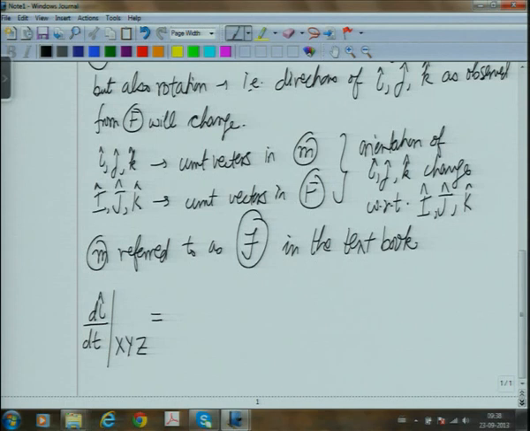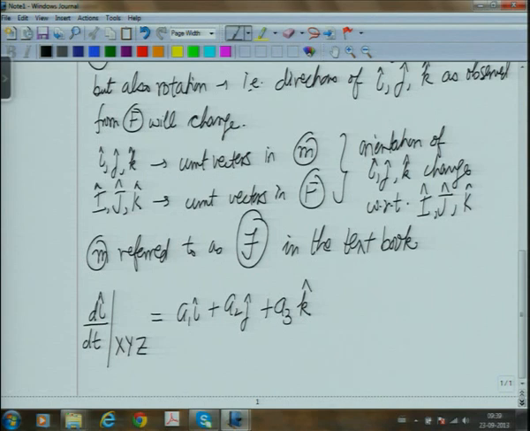Okay. So let me write this di by dt with respect to capital XYZ as a1 small i plus a2 small j plus a3 small k, some general vector. I don't know what a1, a2, a3 are. They will depend on the motion of small ijk.